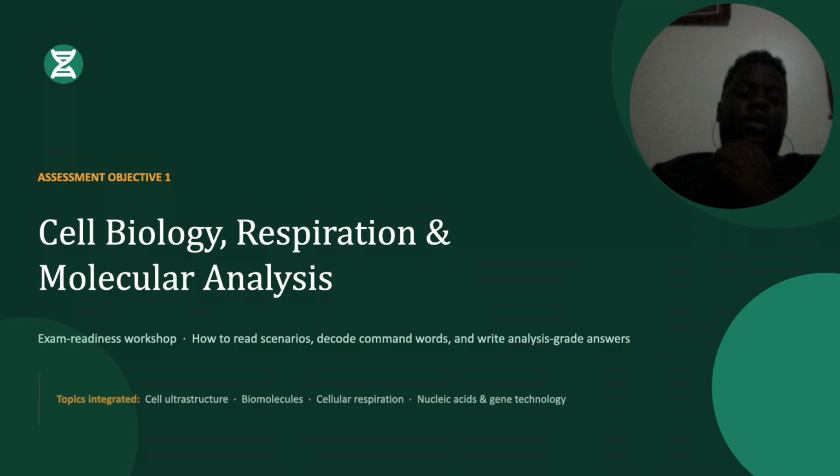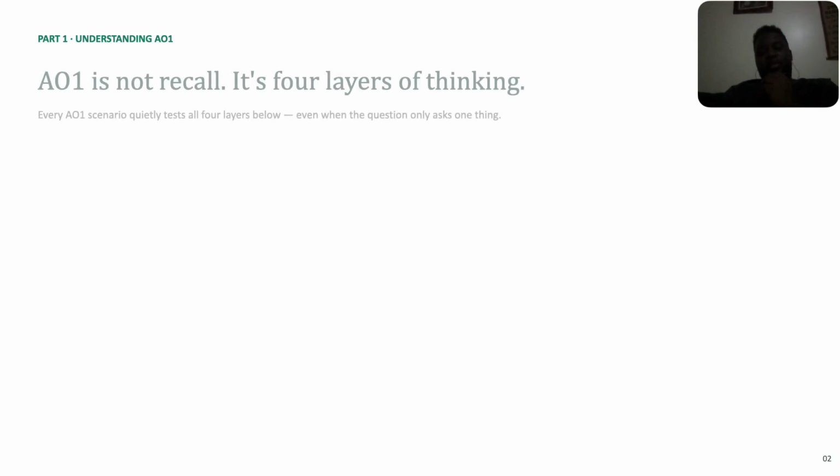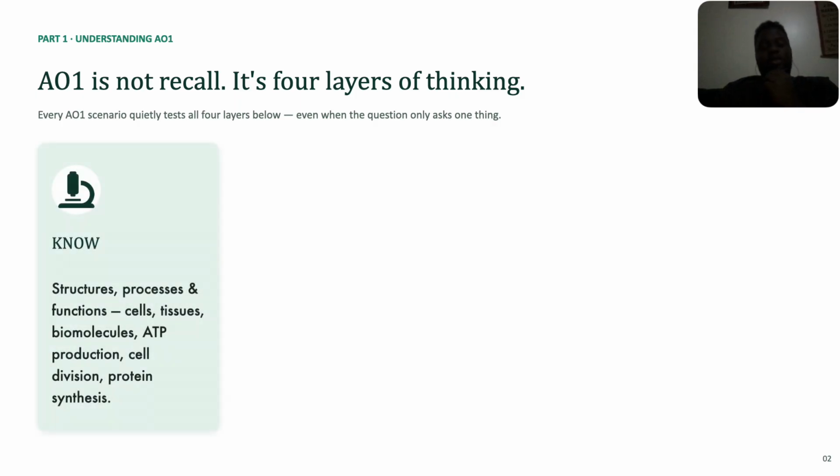Now, when we talk about assessment objective 1, there are 3 topics that are involved, but we are going to be talking about that later. It's important to understand that there are 4 levels of thinking involved. Every assessment objective is going to test for all the 4 layers, even when the question will be 1 or what we call tasks. The first level of thinking is knowing. There are things that you're expected to know.